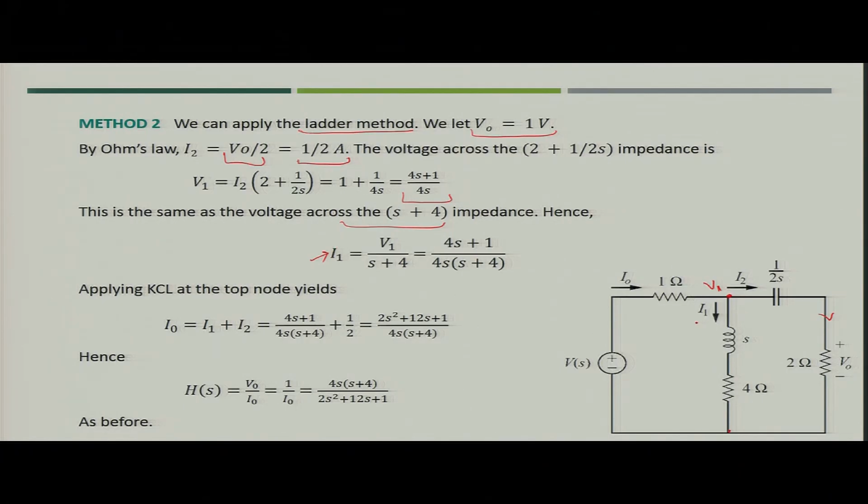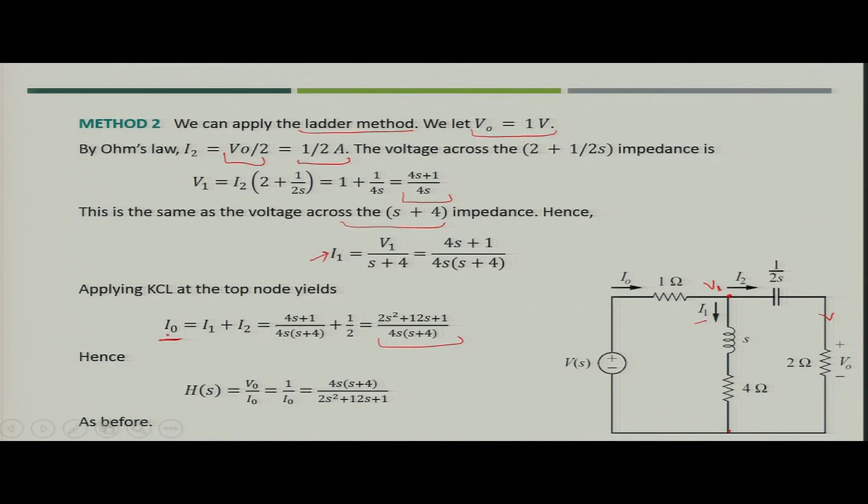Now, we have I1 and I2, both known in terms of the transfer function. So, we can find the value of I naught. I naught now is nothing but I1 plus I2. So, I1 is (4s+1) divided by 4s into (s+4), plus 1 by 2. When you rearrange, you will get (2s square + 12s + 1) upon 4s into (s+4).